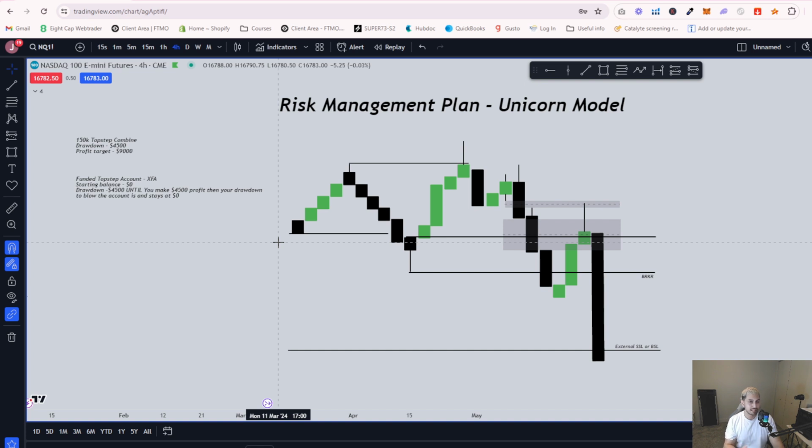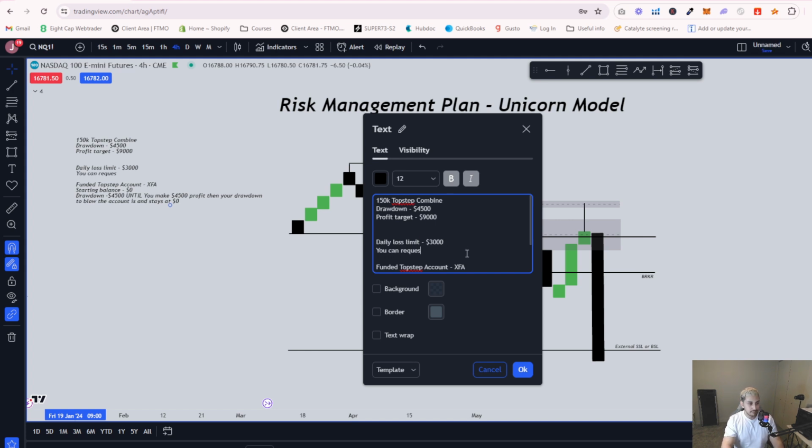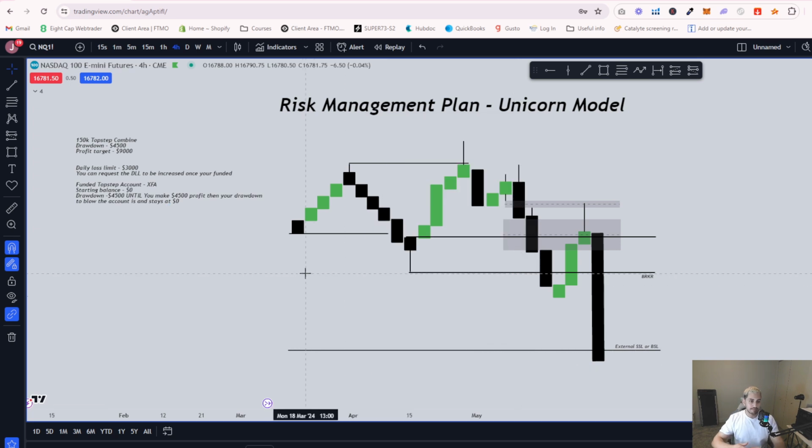Now, there is a daily loss limit on these accounts. For the 150K Top Step account, it is $3,000. So let me go ahead and put that there. The daily loss limit stays the same even if you get funded, it is $3,000, but that is more than enough. And you can request the daily loss limit to be increased once you're funded. But I would not recommend you do so until you have a very big drawdown to work with.